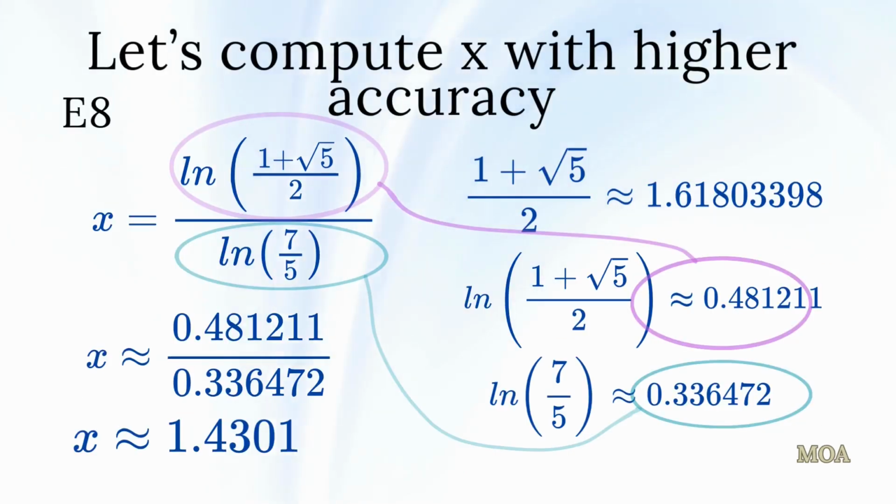To verify our solution, let us use the approximation of x, since it is an irrational solution involving the square root of 5 and various logarithms. Let's compute x with higher accuracy using equation E8, which requires a minimal number of operations. So, by replacing the values of ln((1 + √5)/2) and ln(7/5) in equation E8, we find that x is approximately 1.4301, extremely close to this value.